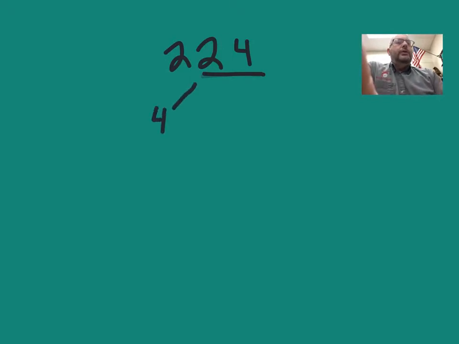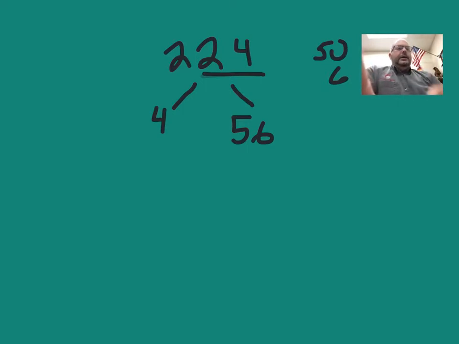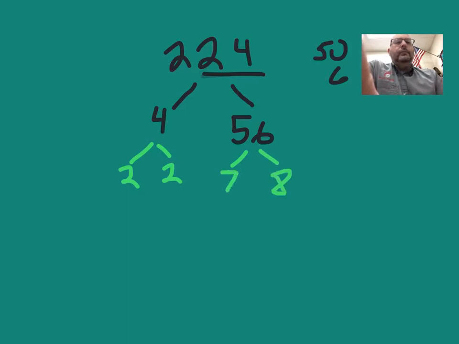And 4 will go into 250 times, and it'll go into 24 6 times. So 4 goes into 224 56 times. All right, my next question is, do I have any prime factors here? Nope. So I need to keep going. So I'm going to break down the 4 into 2 times 2, and the 56 into 7 times 8.